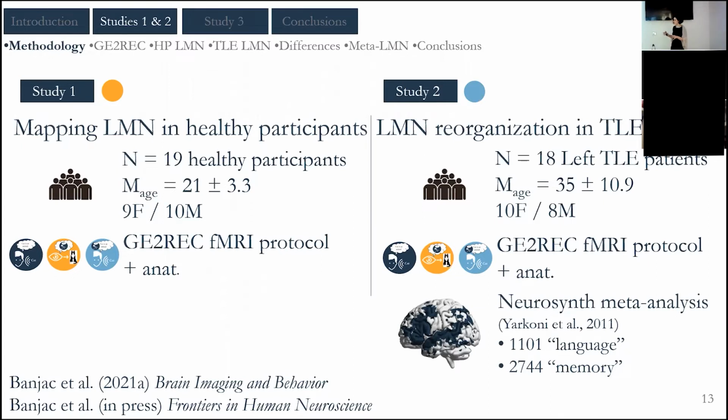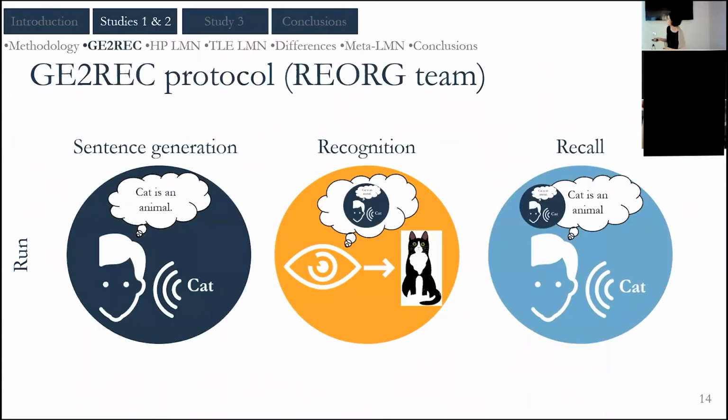Finally, to see if the networks we managed to find in these two groups using this protocol really correspond to language and memory networks, we also performed a meta-analysis using the NeuroSynth platform, in which we searched for the keywords language and memory, which provided us with around 1,000 and around 3,000 studies. Based on these maps, we created a meta-analytical expected language and memory network.